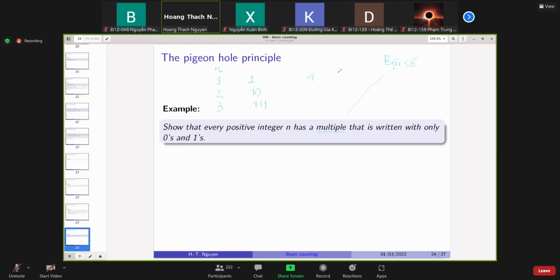can you find a multiple of 4 which is written with only zeros and ones? So, for example, 100, and 1000 and so on. 5 is also easy. So 6 is a little more difficult. Can you find a multiple of 6 which is written with only zeros and ones?